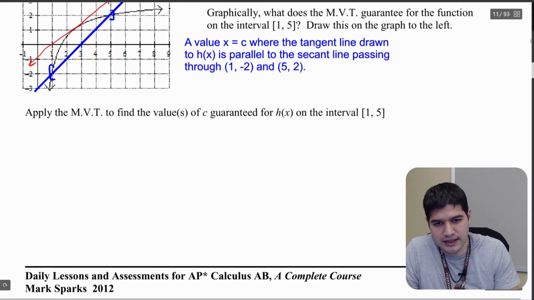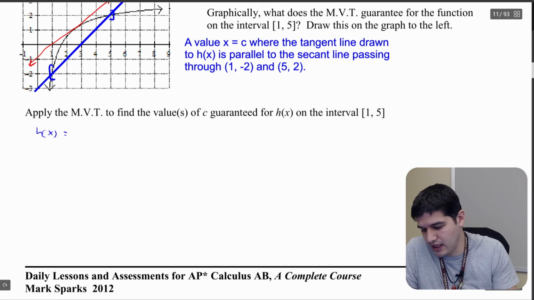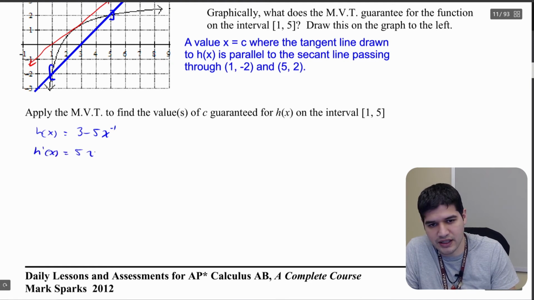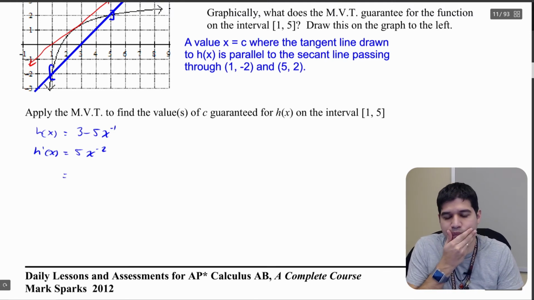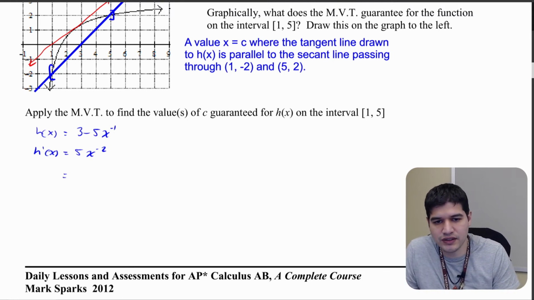All right, so let's see, h of x, and I'm going to rewrite it. It's going to be 3 minus 5x to the -1st. And so h prime of x is going to be 5x to the -2nd power. All right, so let's rewrite this here. So we're going to get 5 over x squared.